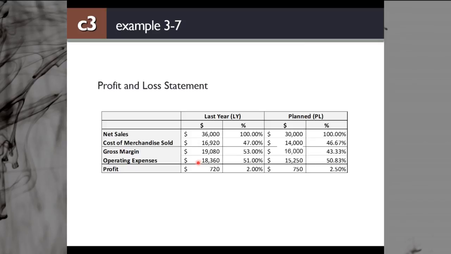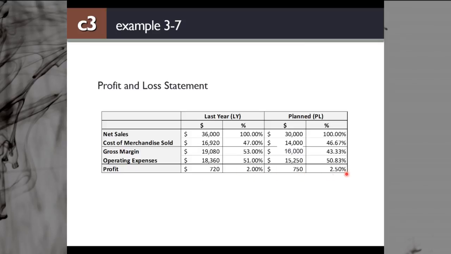But let's look at this. Operating expenses. Last year you spent 18,360, and this year you want to spend like 15,250. So that means that maybe you want to have less people work in the store, or you want to reduce any operating expenses. So there you go. Because of this cost of merchandise sold reduced and operating expenses reduced, you can have more profit. There you go.